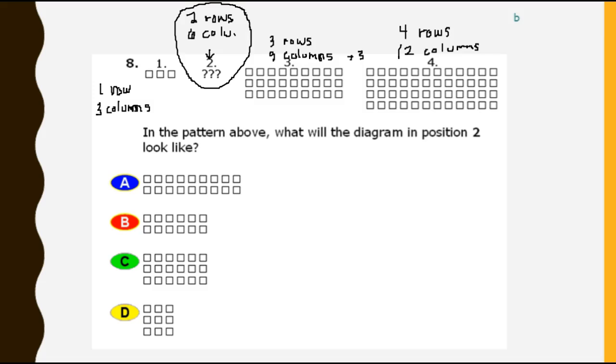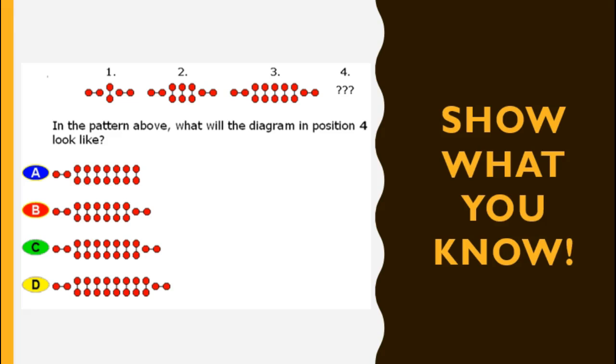Okay, so I think this is right. I think for number 2, it's going to have 2 rows and 6 columns, which is right here. Look at that. 2 rows, 1, 2, and 6 columns. 1, 2, 3, 4, 5, 6. Okay, so B is correct. See how I took some time with that? I didn't just glance at it and take a guess. I really tried to figure it out, and that's what I want you guys to do too.